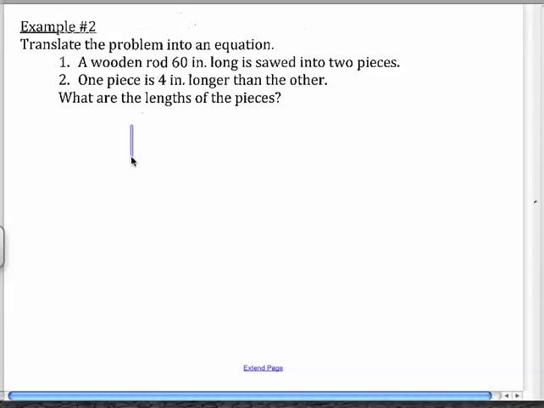L plus P equals 60. Okay, smartboard freak out. Equals 60. So I know one piece plus the other piece equals 60. And then in number 2 it says one piece is 4 inches longer than the other.